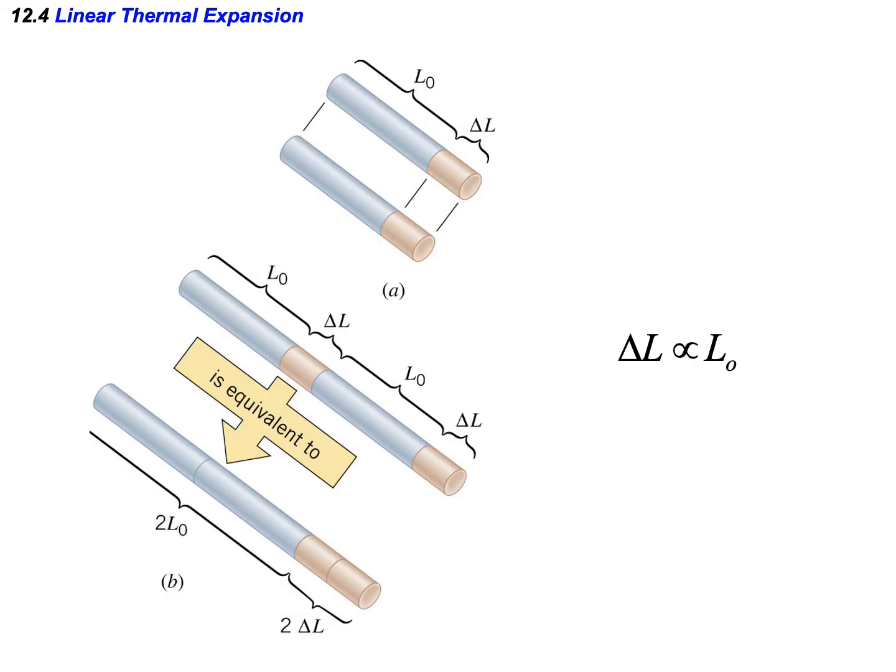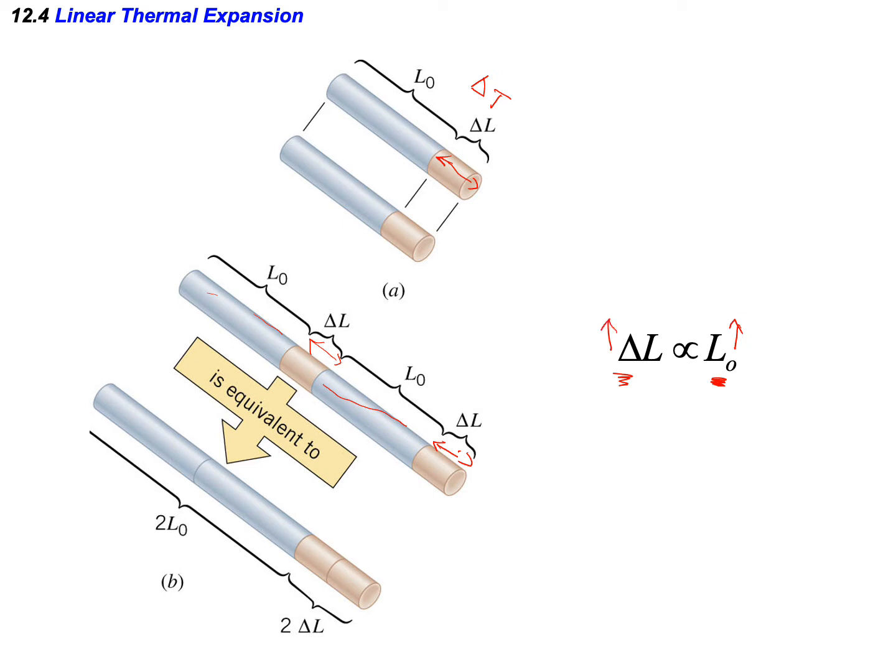So here, if you have initial length L naught, and if you increase the temperature by delta T, it expands by an amount delta L. If you double the initial length L, the increment also doubles. Each L naught increases by delta L. Which means the initial length and the increment are proportional. So if you increase the length, the amount it expands also increases.